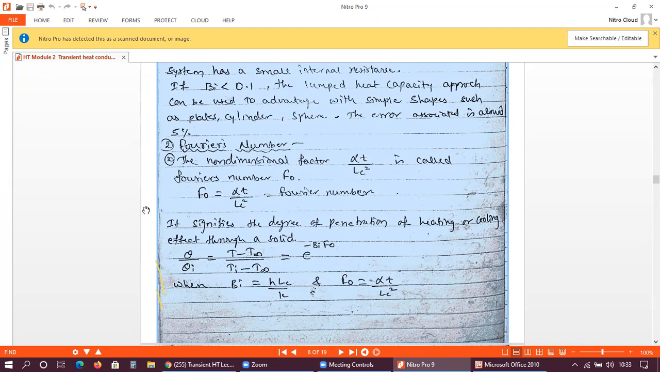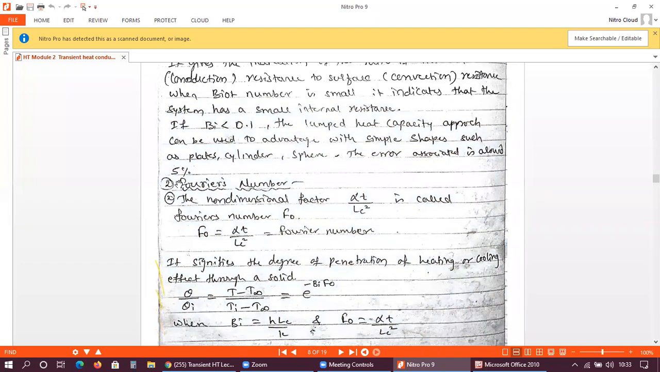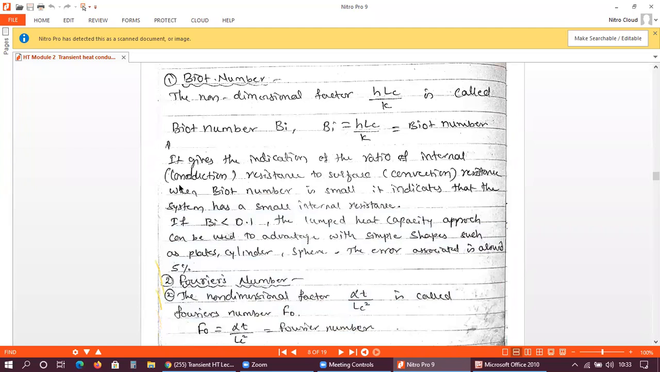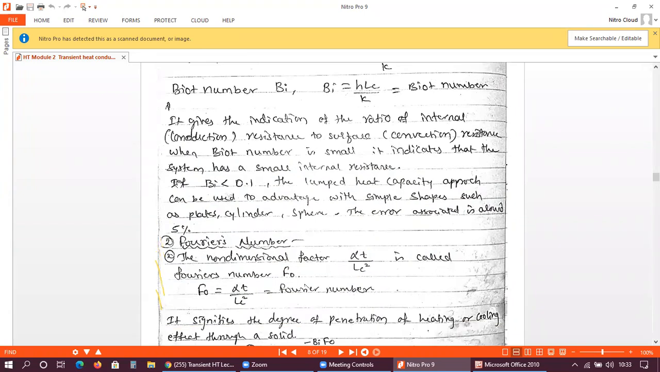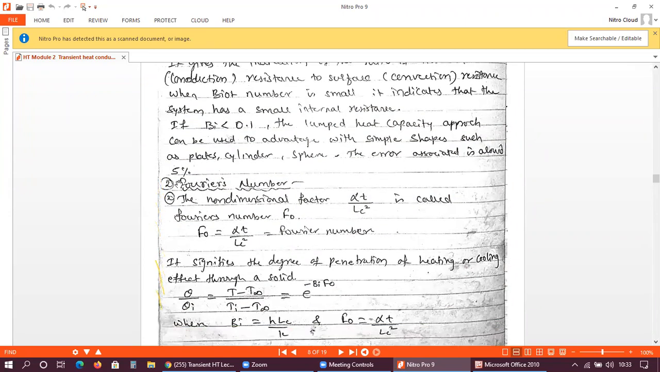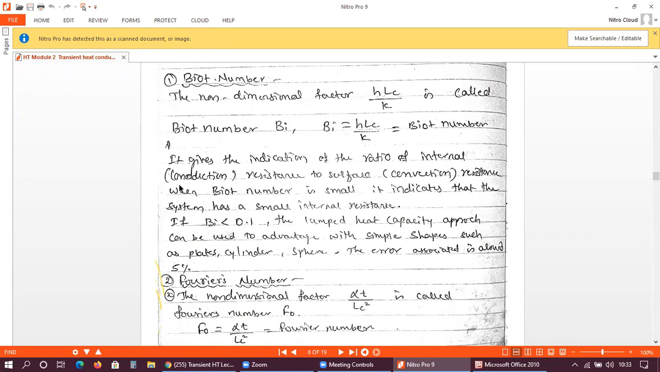Most probably this question will also be there: explain or write a short note on the Biot number and Fourier number, or explain the significance of the Biot number and Fourier number. Just a small one or two paragraph note, and you can write up that part. In the theory part, that is all and nothing more: one derivation, and another is writing the significance of the Biot number and Fourier number. Over. Only two questions come on theory. Okay. Yes, sir.